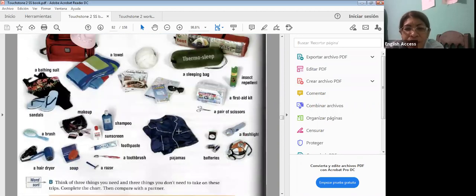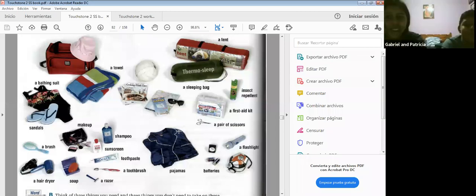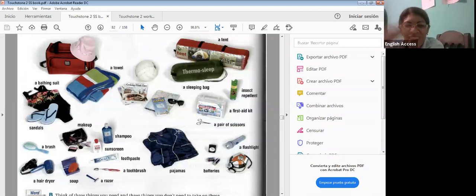I'm going to give you 2 minutes to study and to try to memorize most of these words. Okay? Pay attention. 2 minutes to study and try to memorize as many words as you can. So, okay, go ahead. You have 2 minutes. Start studying. Try to remember the words.